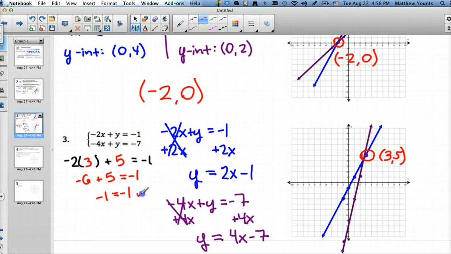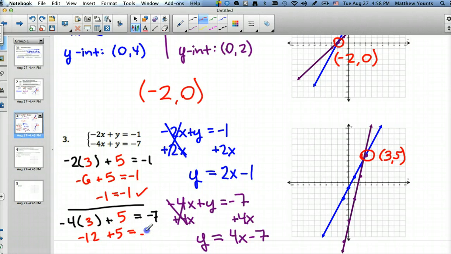So that works. And then when I check in the bottom equation, I'm going to do negative 4 times 3 plus 5, and that should give us negative 7. So negative 4 times 3 is negative 12, and then plus 5 does come out to be negative 7. Okay, so get in the habit of checking your answers by plugging in to the top and bottom equation each time.